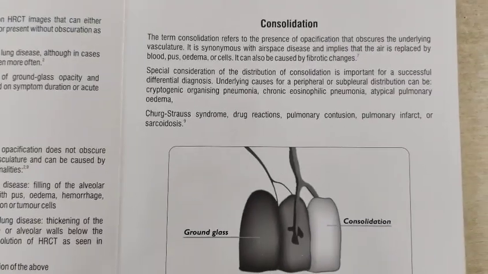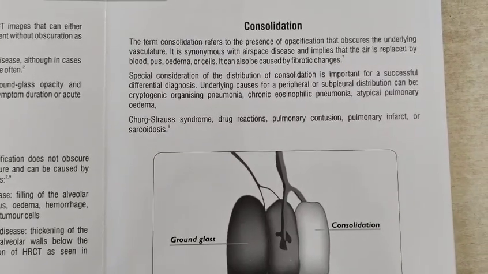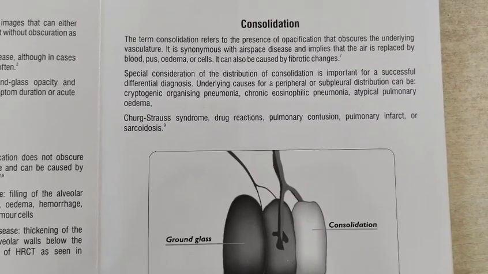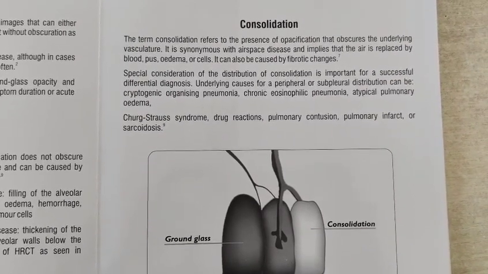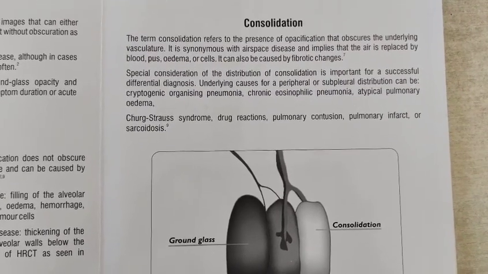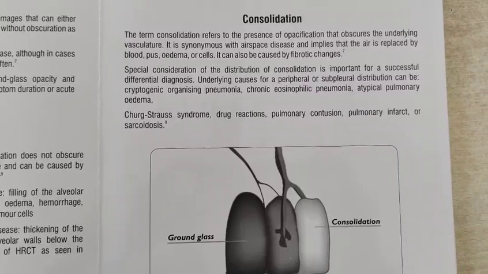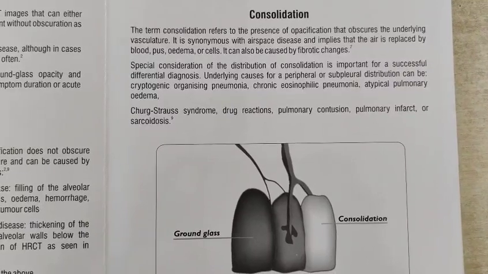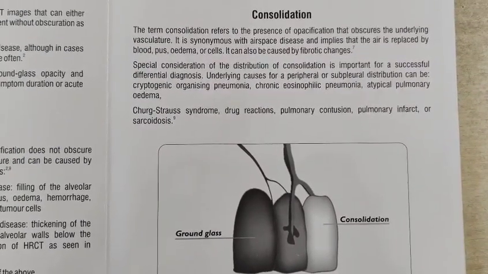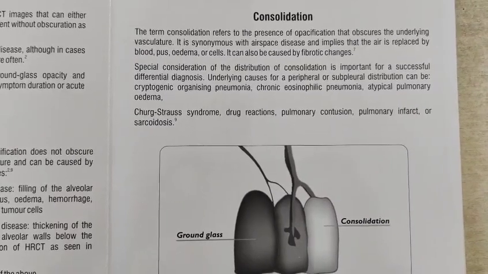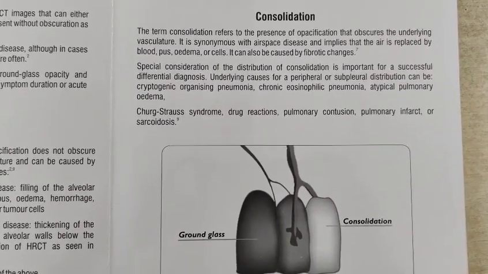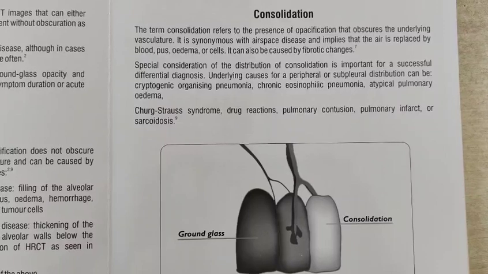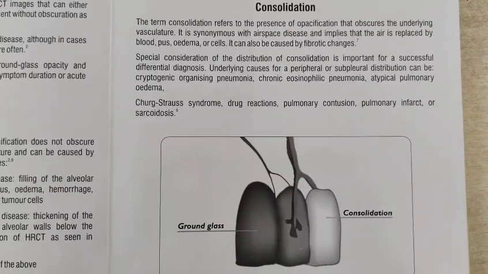Then comes consolidation. The term consolidation refers to the presence of opacification that obscures the underlying vasculature. It is synonymous with airspace disease and implies that the air is replaced by either blood, pus, edema, or cells. It can also be caused by fibrotic changes. Special consideration of the distribution of consolidation is important for a successful differential diagnosis. Underlying causes for peripheral or subpleural distribution can be cryptogenic organizing pneumonia, chronic eosinophilic pneumonia, atypical pulmonary edema, Churg-Strauss syndrome, drug reactions, pulmonary contusion, pulmonary infarct, or sarcoidosis.